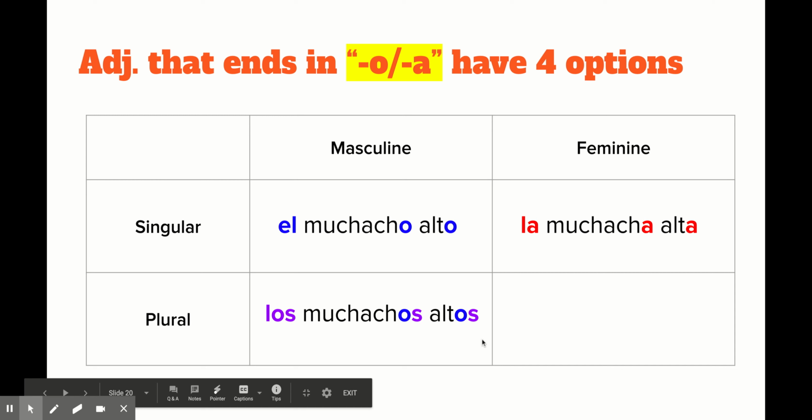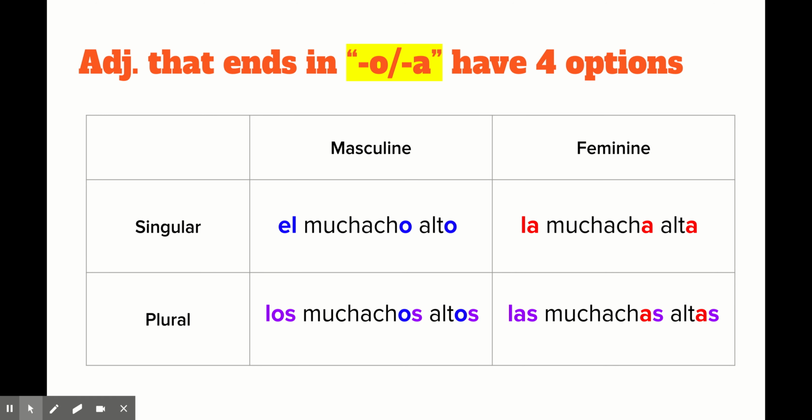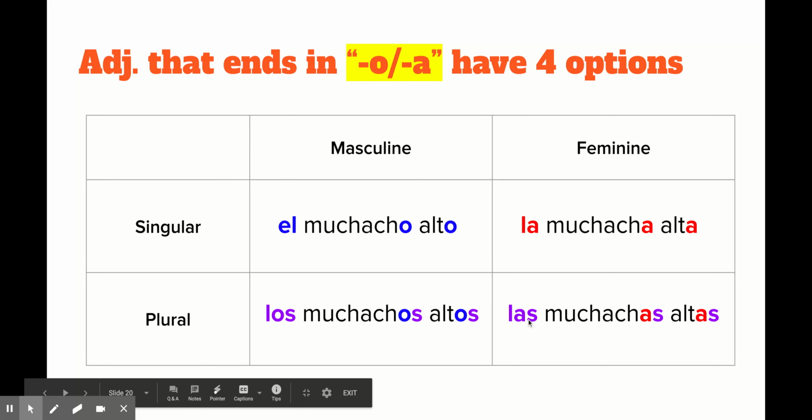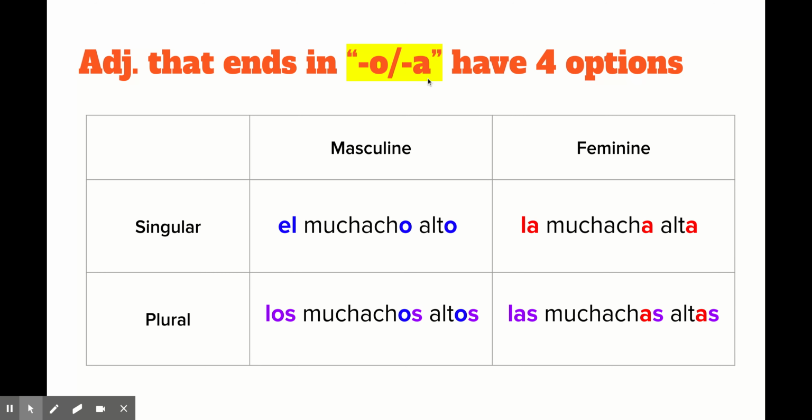So based on this, how would I say the tall girls? Las muchachas altas. Notice again, it agrees in gender and number. Feminine plural article, feminine plural noun, feminine plural adjective. Okay? And this is for our group of O/A, right? If it ends with O or A, the adjective ends with O, the adjective ends with A. This is what we have to do for these kinds of adjectives.